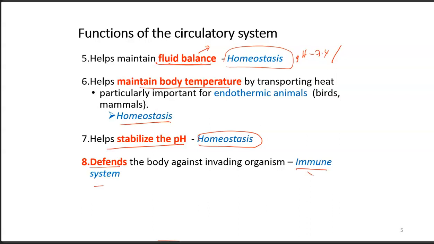The immune system in your blood has white blood cells. It has antibody that circulate in your blood, that function to protect your body against foreign organism, pathogen that enters into your body. So the immune system will involve the white blood cell, the leukocyte, the lymphocytes, the antibodies. Those are the components involved in the immune system that circulate in your blood or in your body fluid.